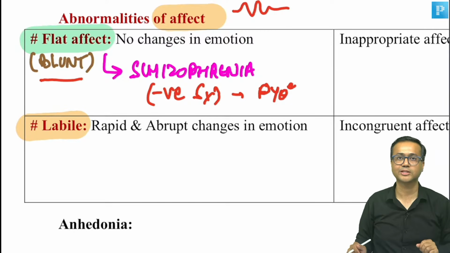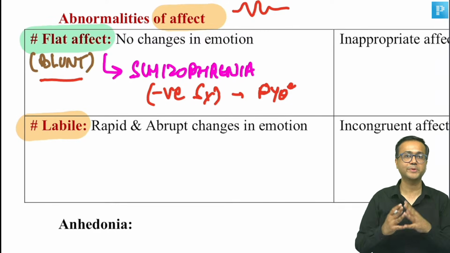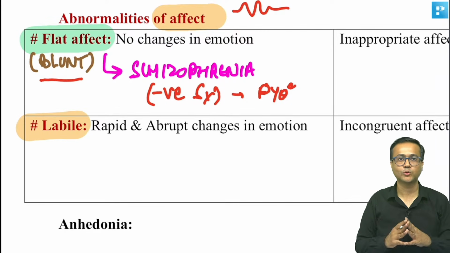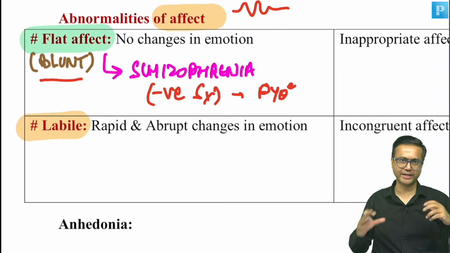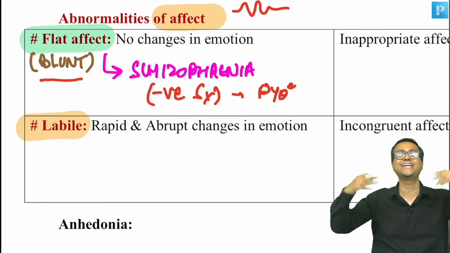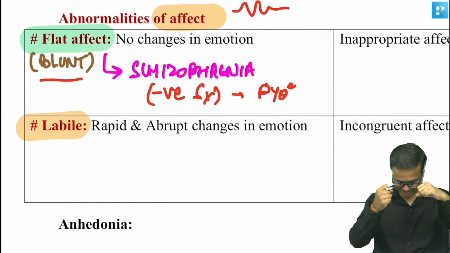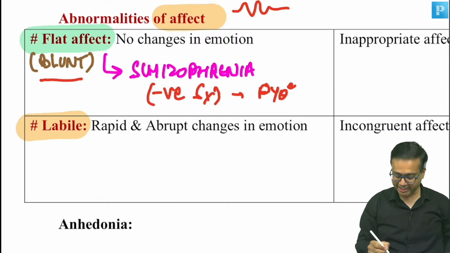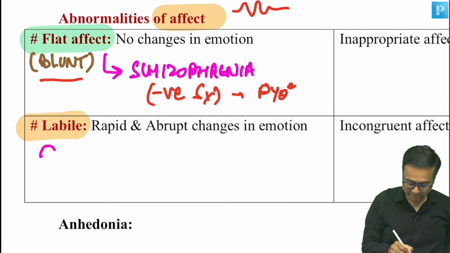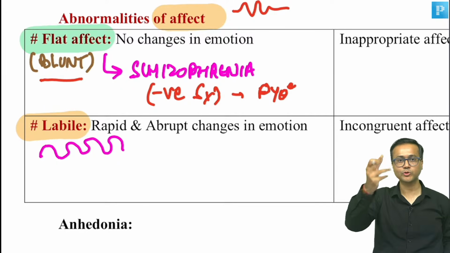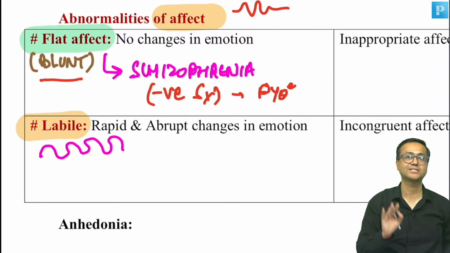Now again see this situation. Let us say I am talking with a patient, beta. I have not cracked any joke. Nothing funny has happened around us. But the patient starts laughing. Within few seconds he starts crying. Again he starts laughing. Can you appreciate, beta, such rapid and abrupt changes in emotion? You can draw it like this. This is known as labile affect.